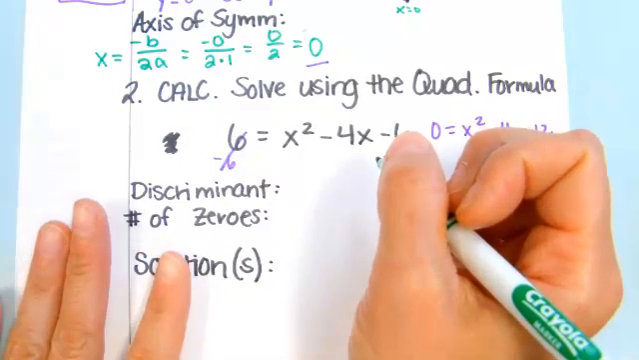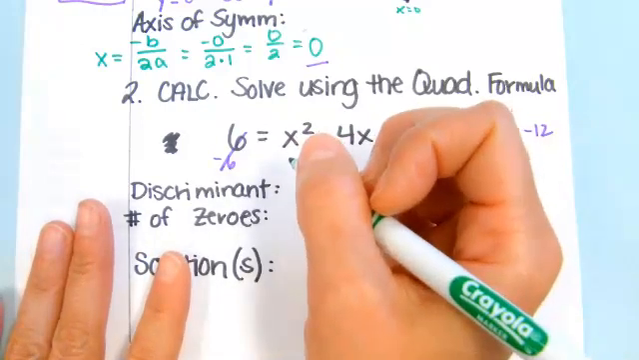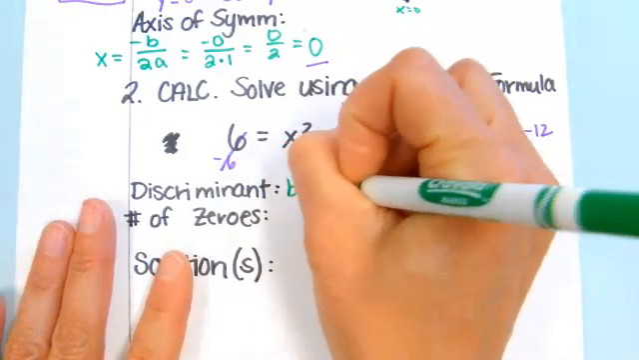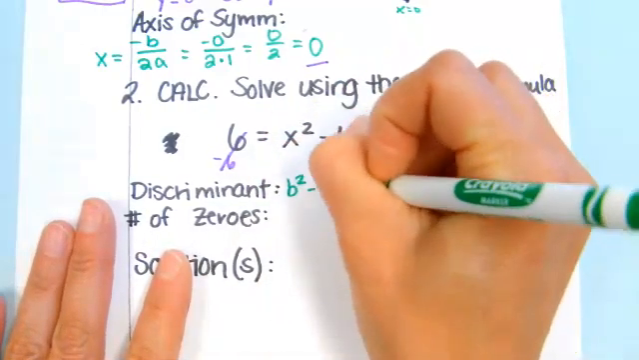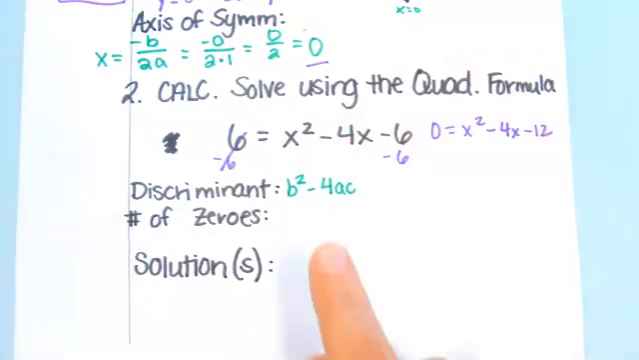B what? B to the second, minus 4AC. Yes. The part underneath the square root is the discriminant. When we do that, it will tell you the number of zeros or the number of solutions. Okay, all right, let's go.